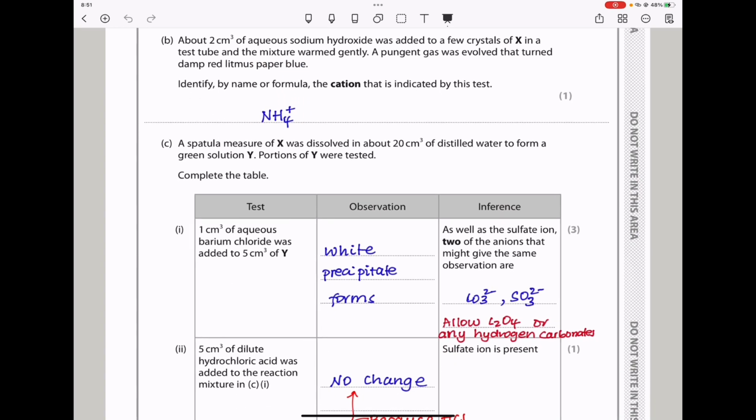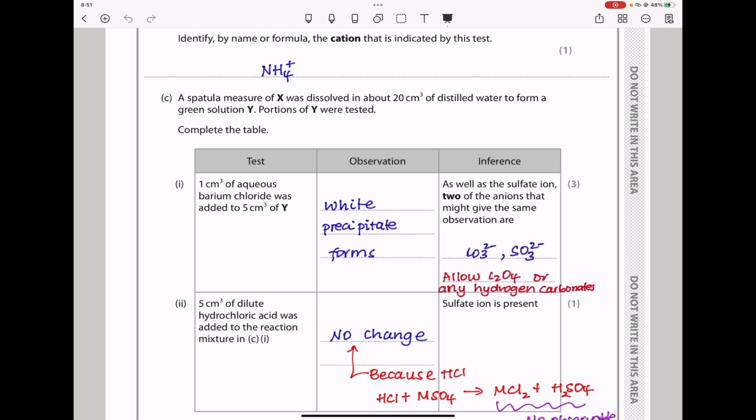In part C, a spatula measure of X was dissolved in about 20 centimeters cubed of distilled water to form a green solution Y. Portions of Y were tested. They want you to complete the table. So when 1 centimeters cubed of aqueous barium chloride was added to 5 centimeters cubed of Y, and the inference here is, as well as the sulfate ion, 2 of the anions that might give the same observation. So if this was sulfate, the observation should be a white precipitate.